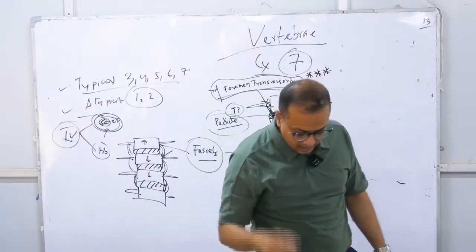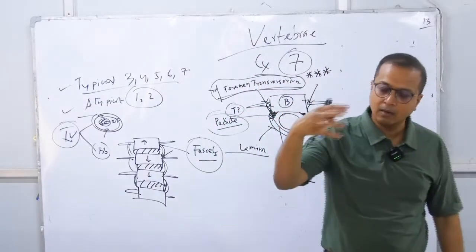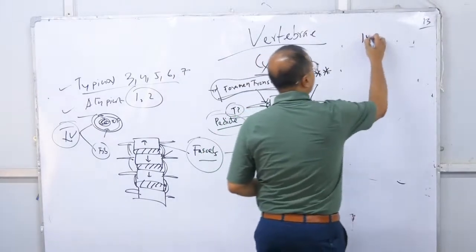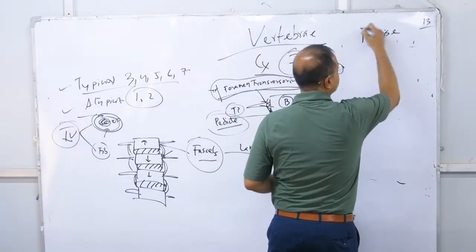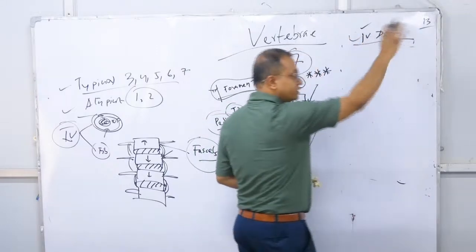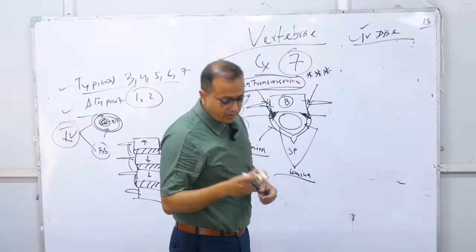One is the intervertebral disc, and you have to prepare details about the intervertebral disc. You have to know about the IV disc, the embryology of the IV disc, how it is formed, and the morphology of the IV disc.